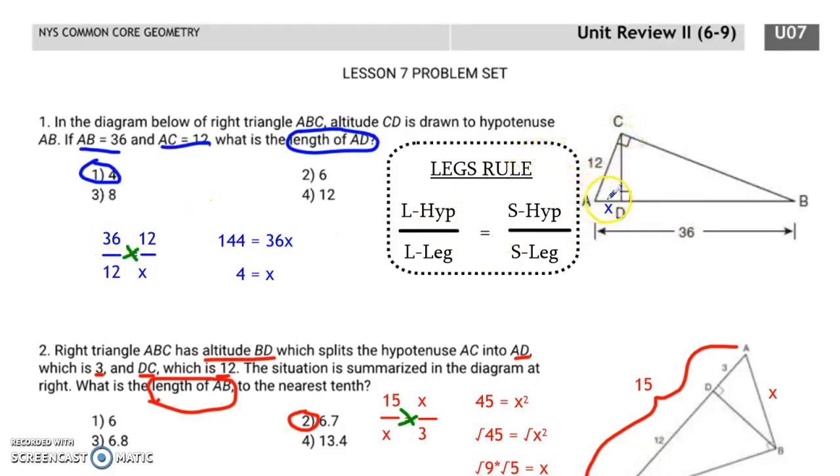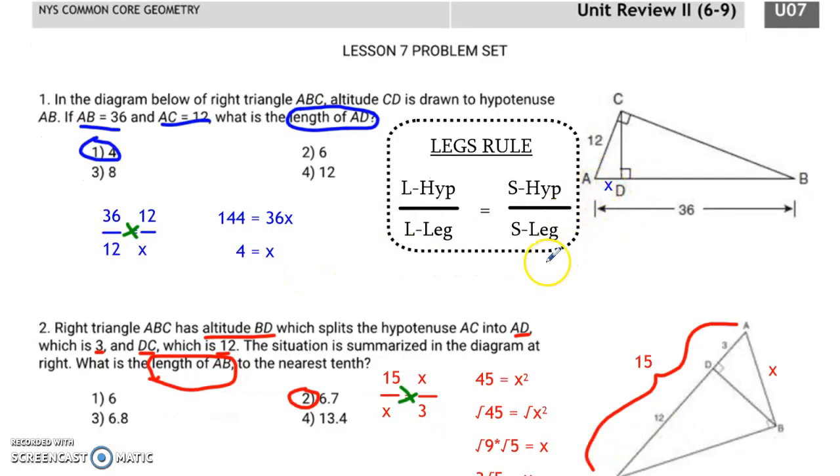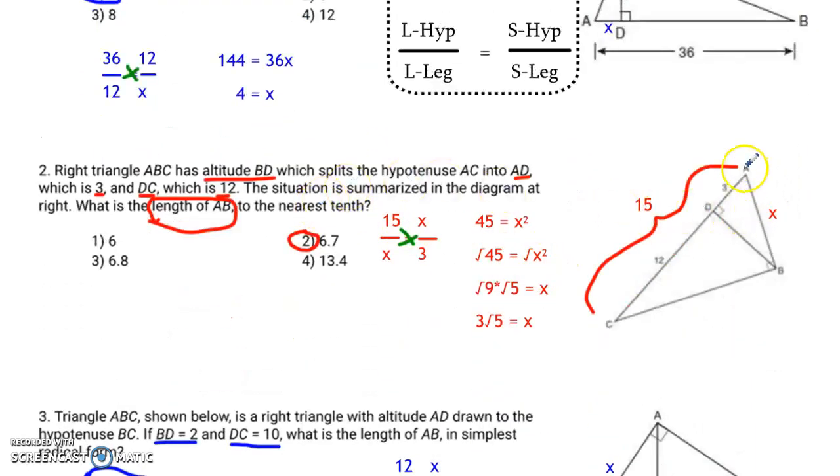And then when we're looking at this smaller triangle, we see that 12 is the small hypotenuse of that small triangle. And then the small leg, that's x, so 12 over x. We cross multiply, and we get 4 equals x. And that was the length of AD, so we're done. In this case, we do the same thing. Large hypotenuse is 15, divided by the large leg, which is x.